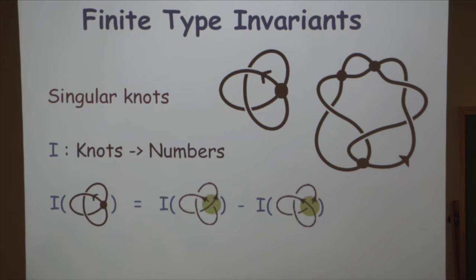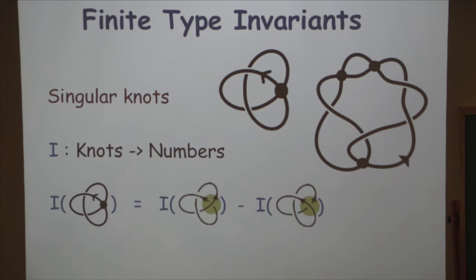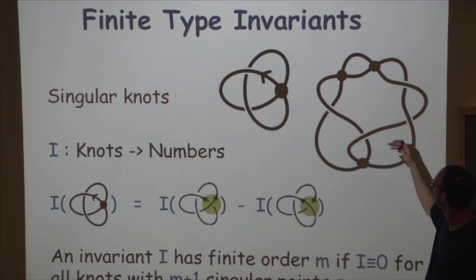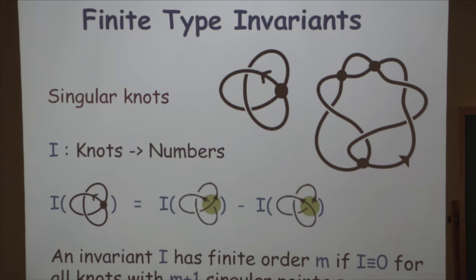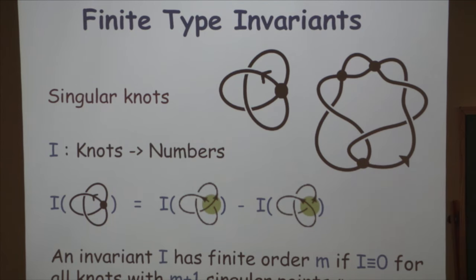So there's a definition of invariant of singular knots, and you can iterate this definition. So you can define the invariant for a singular knot with several singular points. You resolve each point at a time. So, for example, for this knot with three singular points, it will be assigned a sum over eight different knots, 2^3.